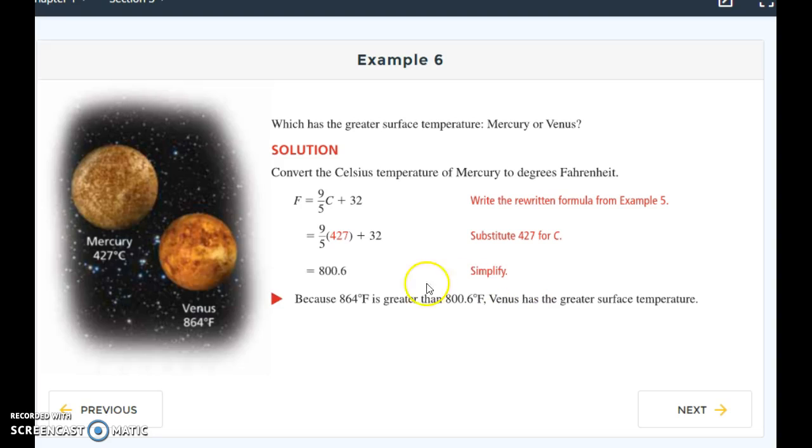Now this step is really important. We can't just leave our answer here because I didn't actually answer the question. I have to make sure that I use sentences and words to answer the questions that I'm given.